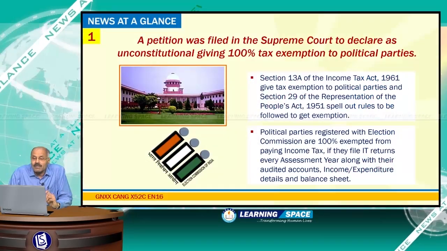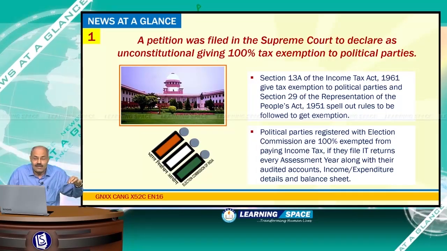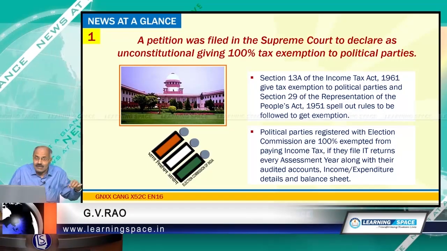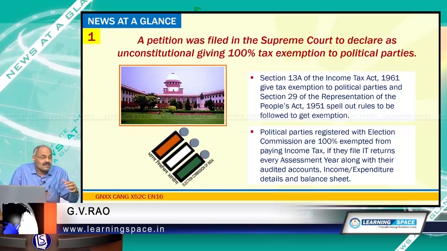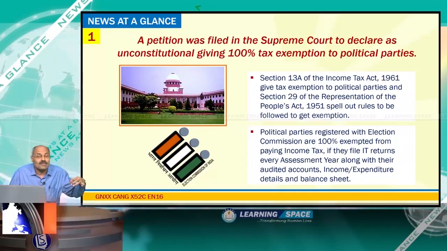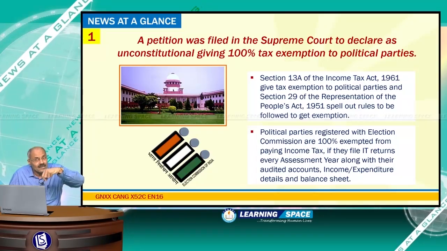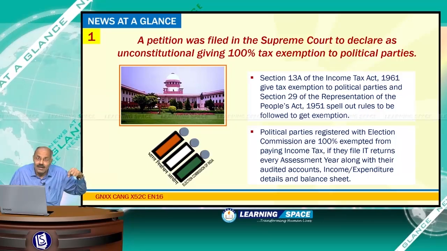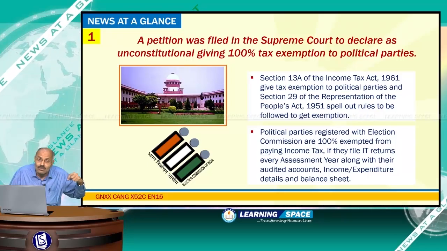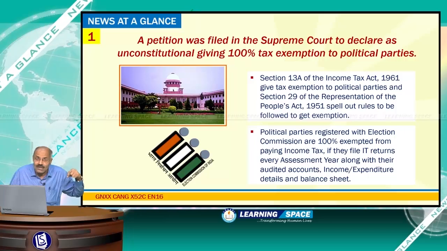The first item: a petition was filed in the Supreme Court to declare as unconstitutional giving 100% tax exemption to political parties. There are two issues pertaining to this. Section 13A of the Income Tax Act 1961 gives a tax exemption to political parties. That is the one part. The second part is Section 29 of the Representation of the People's Act 1951, which spells out various modalities for getting tax exemptions. These two things, don't forget.